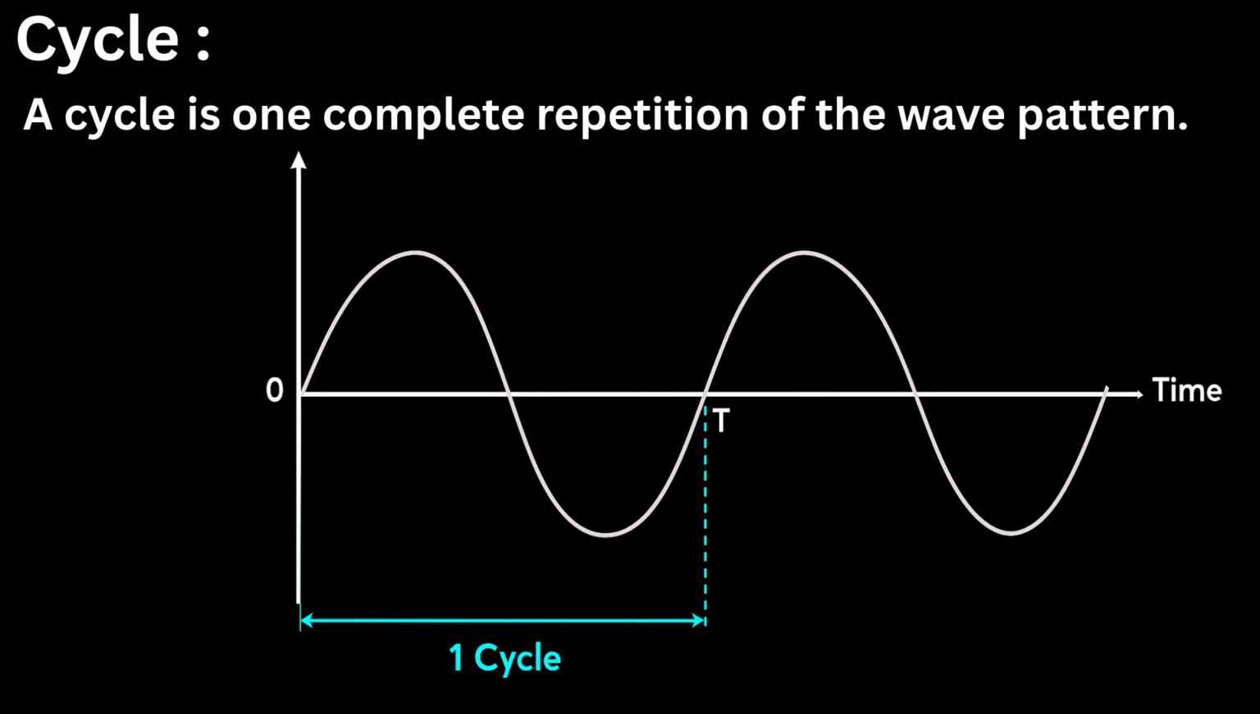We measure frequency in a unit called Hertz, abbreviated as Hz. 1 Hz means exactly 1 cycle per second. Now, let's see how these concepts unlock the secrets of the world around us.